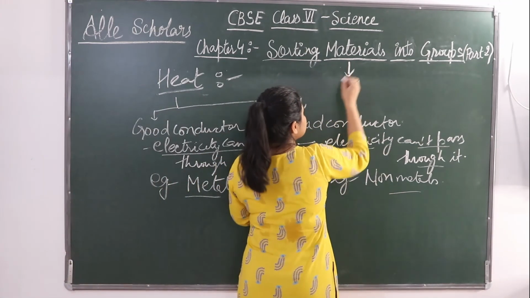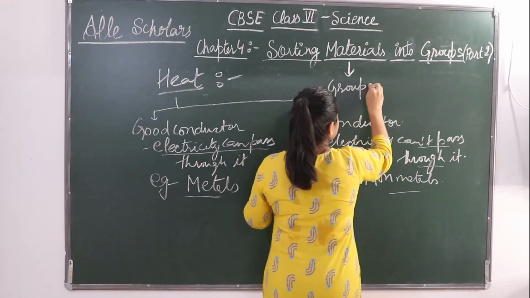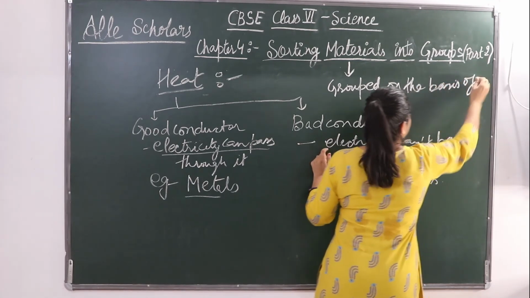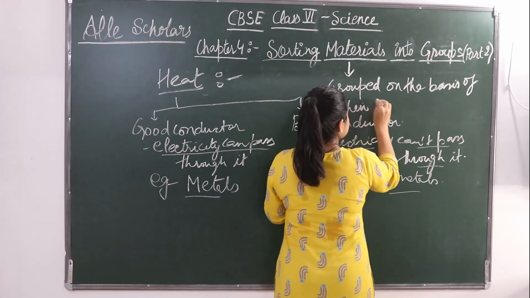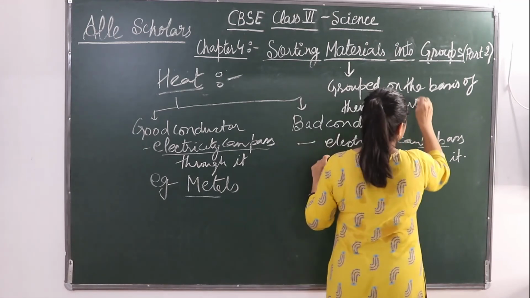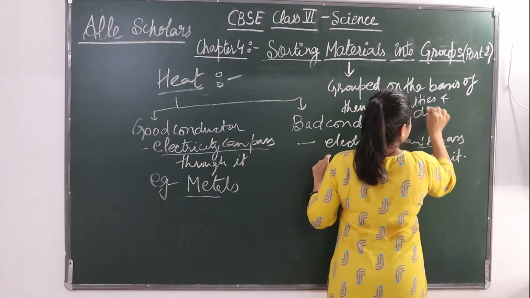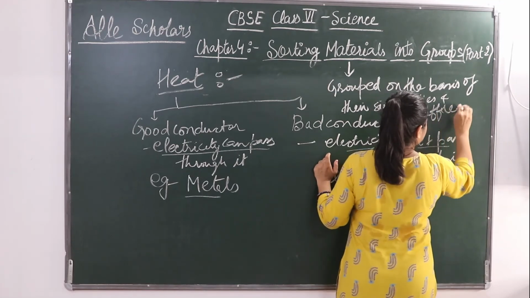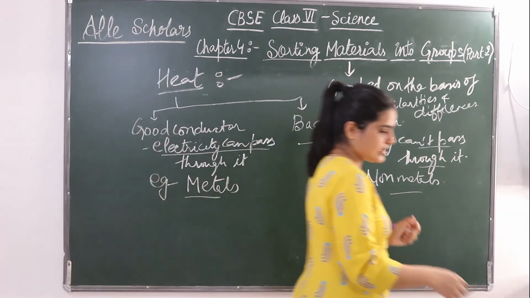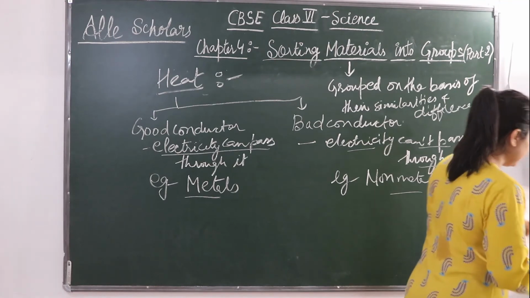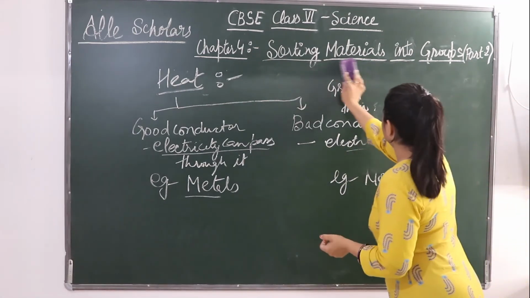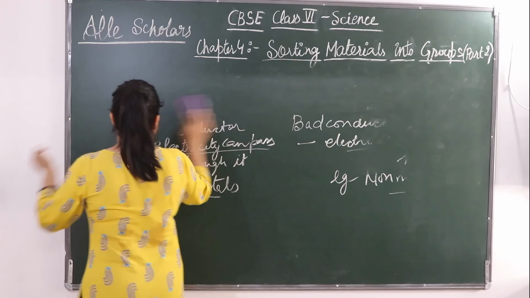So these materials can be grouped on the basis of their similarities and differences. We have seen lots of properties. Now the question is why there is a need of grouping, why we need to group objects, what is the need of grouping objects.